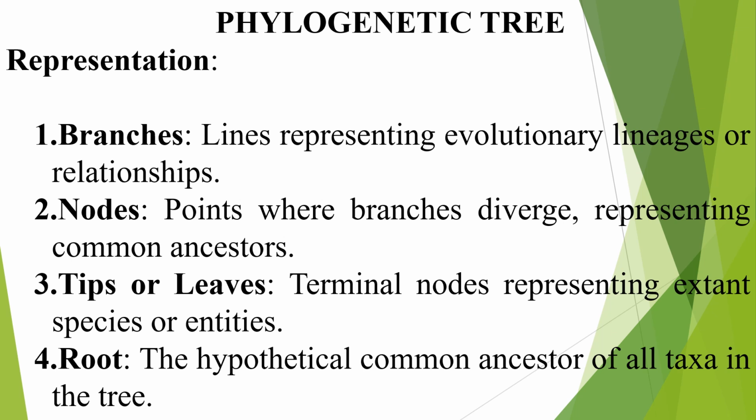Phylogenetic tree representation: 1. Branches. Lines representing evolutionary lineages or relationships. 2. Nodes. Points where branches diverge, representing common ancestors. 3. Tips or leaves. A terminal node representing extinct species or entities. 4. Root. The hypothetical common ancestor of all taxa in the tree.